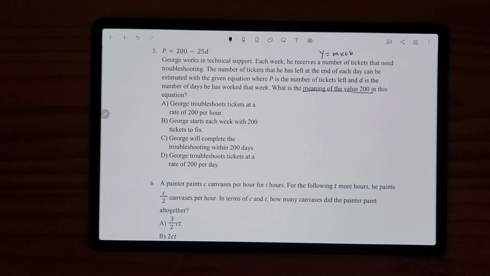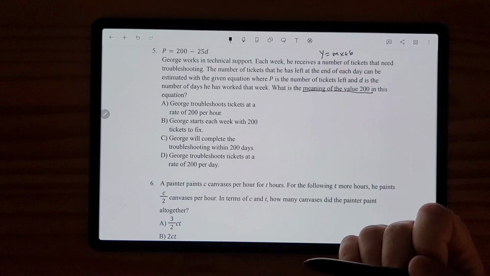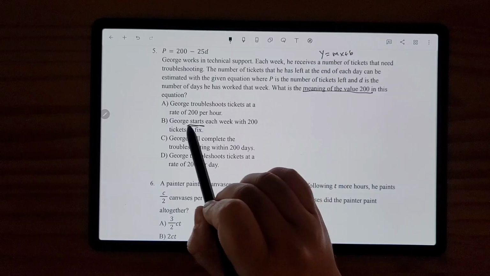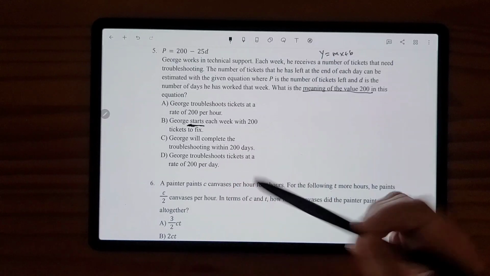So the y-intercept is commonly referred to as the starting value, the initial value, or a one-time fee. Those are key words that you can look out for on the digital SAT exam. So those are the keywords I'm going to see if I see any of those in the answer choices. And right away, I see that answer choice B says starts. So let's read this and see if it makes sense in the context.